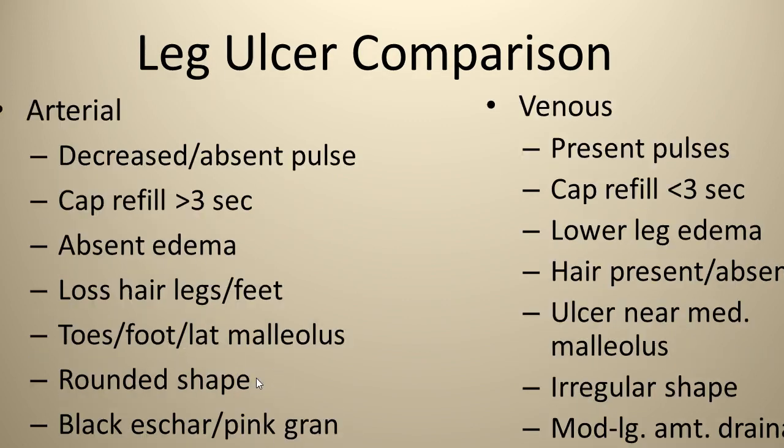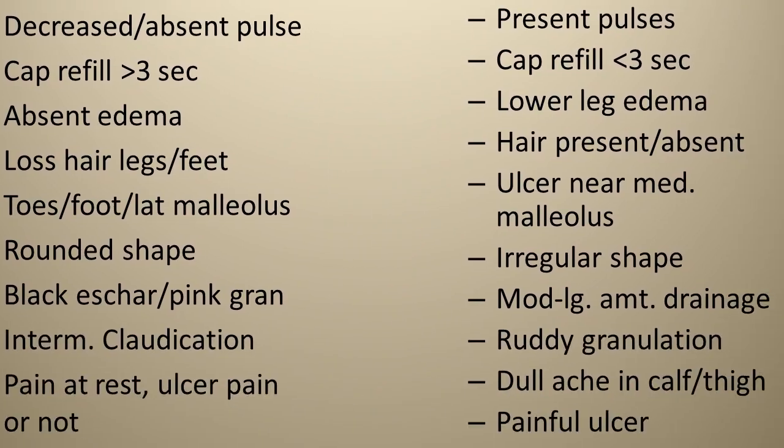Sorry, I flipped this slide too early. Let me get it down more into viewing. Pain at rest, ulcer pain or not. You can see how this differentiates from venous. They will have pulses because this is not arterial circulation. It is capillary refill. And think about people that have varicosities. They'll have a lot of edema in their lower extremities. Hair will still be present. They can also have venous ulcers that are more near the medial malleolus, regular in shape. They can even have drainage and ready granulation.